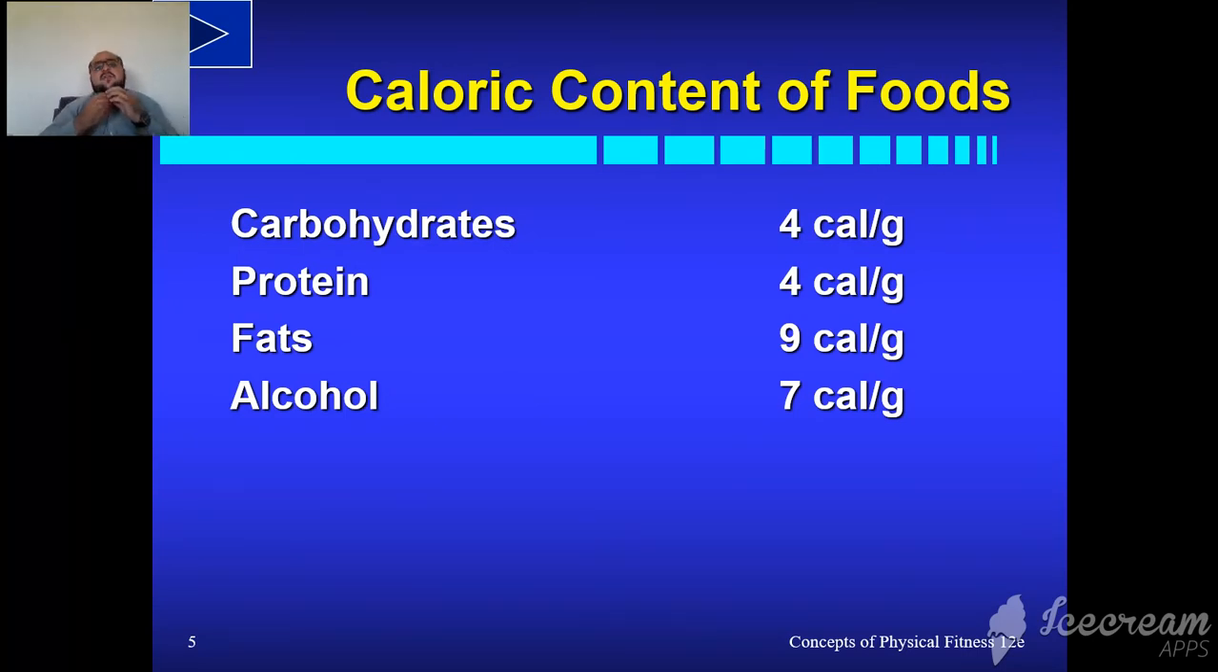Now the caloric contents of food. For example, carbohydrates will give you 4 calories of energy per gram. I mean that 1 gram of carbohydrate will provide you 4 calories of energy, while 1 gram of protein will give you 4 calories per gram. While 1 gram of fat will provide you 9 calories of energy, while 1 gram of alcohol contains 7 calories of energy that is present in the food. So you should know about the different calories.